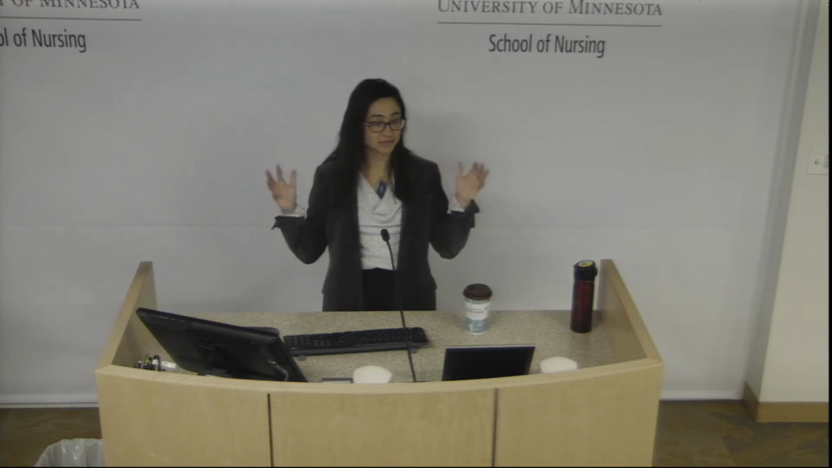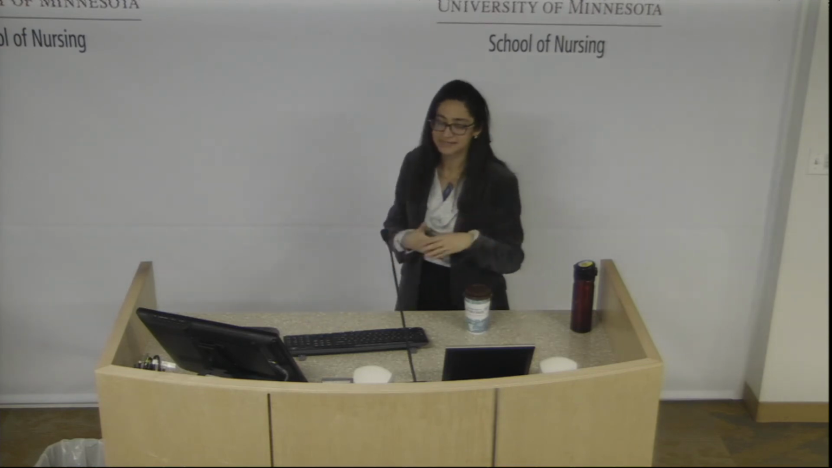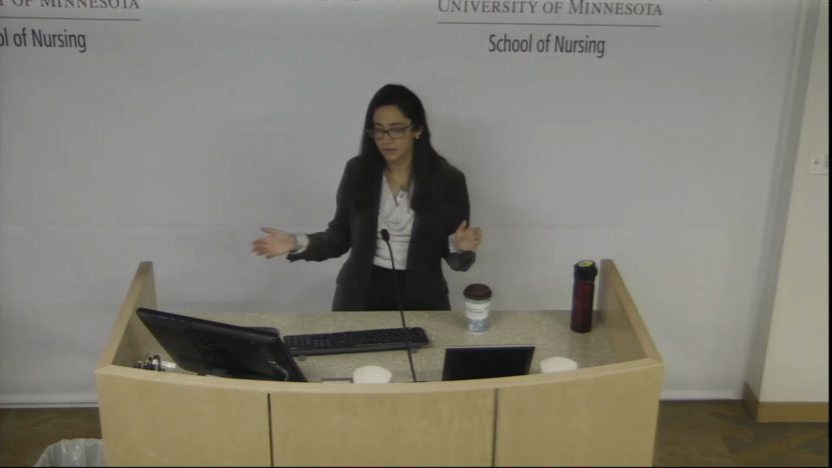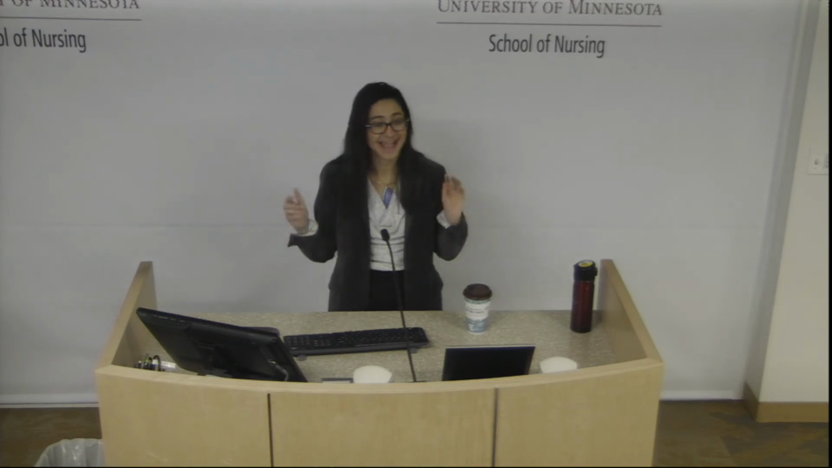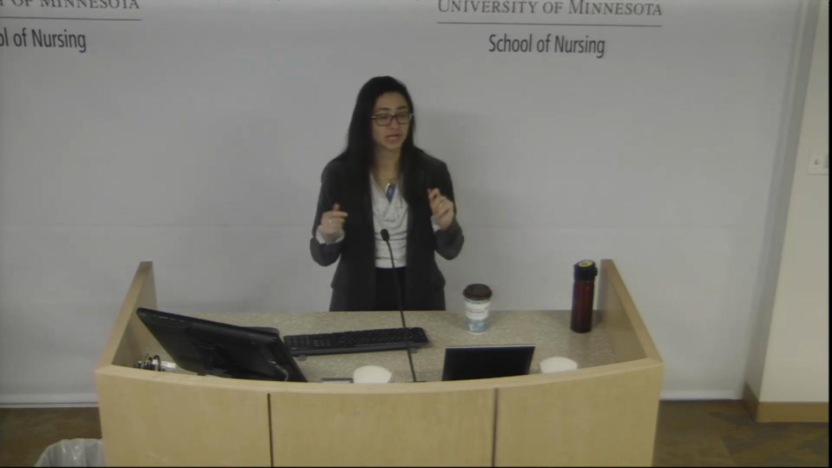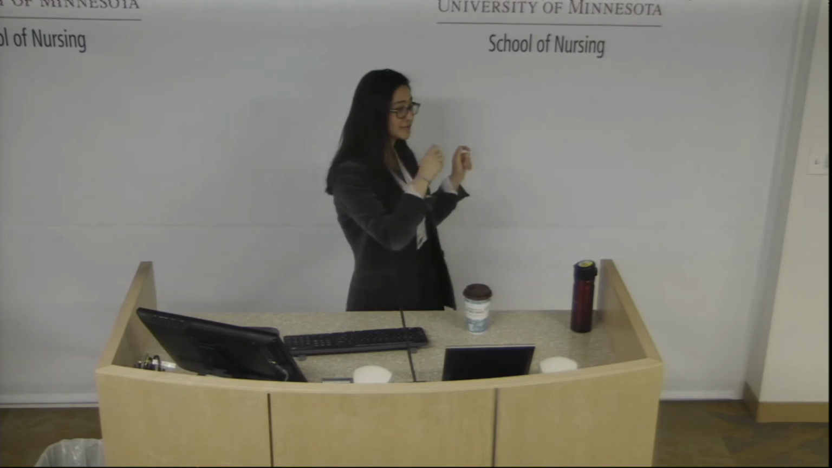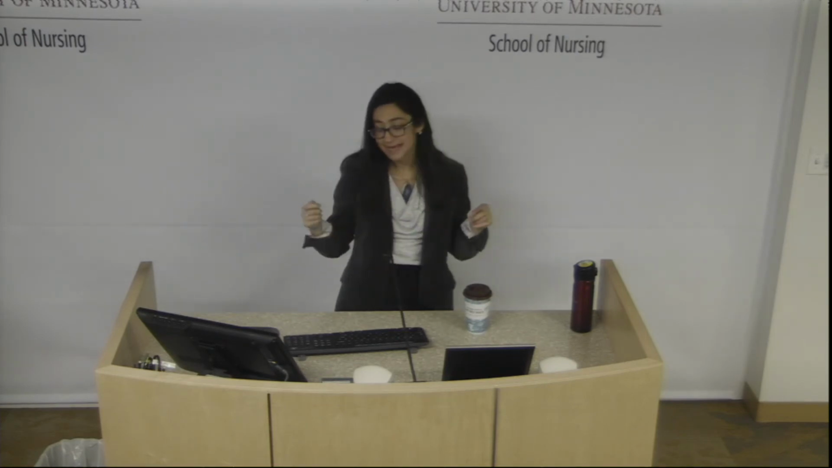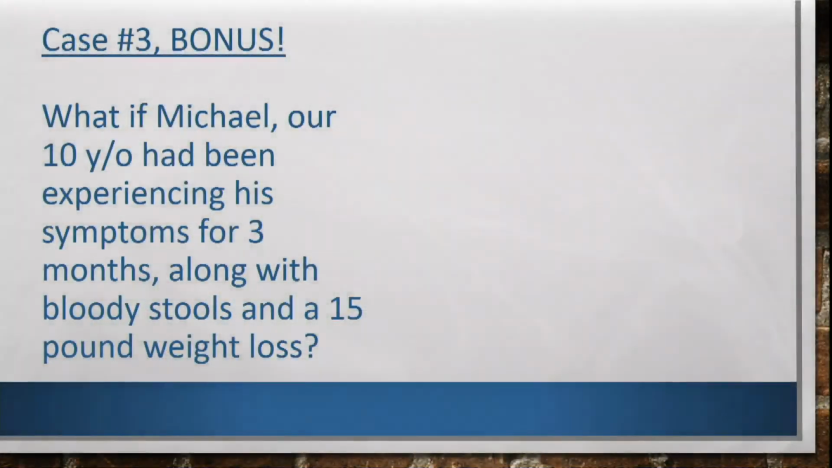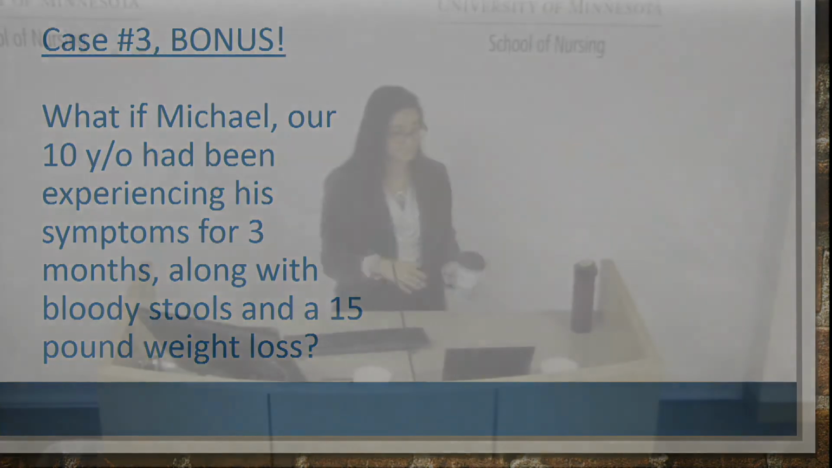Okay, let's say this is our 10-year-old Michael again, but now he's been experiencing the same symptoms of belly pain and right lower pain for 3 months. And he's had bloody poop. You look at his growth curve, because you're all over this weight and growth thing like we just talked about, and he's had a 15-pound weight loss. Then what's the differential, and what are we thinking about? And this is a bonus question.